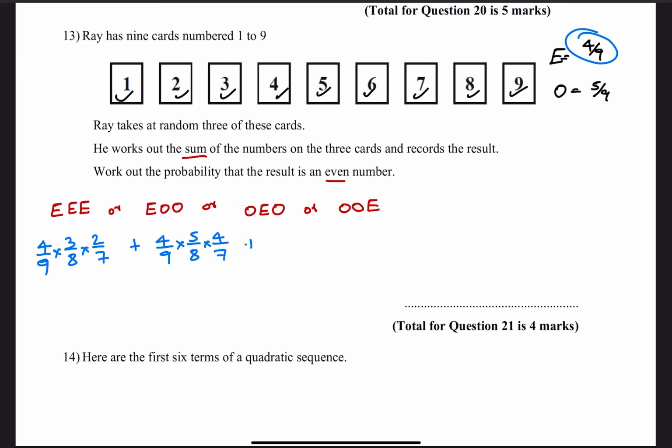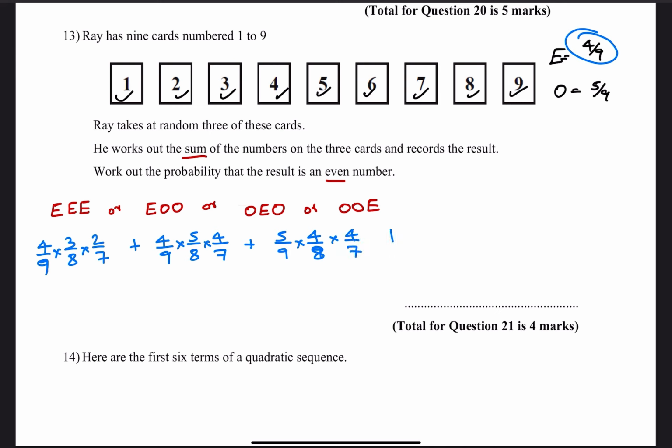7 plus. We start with the odd, which is 5 over 9 times. I need an even. How many are even? 4. 4 out of 9 even. So not 9, how many? 8, sorry. Times another odd. Remember, one of the odd was there, which is 5, but it's gone, so it's again 4.